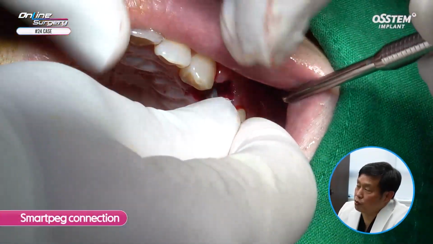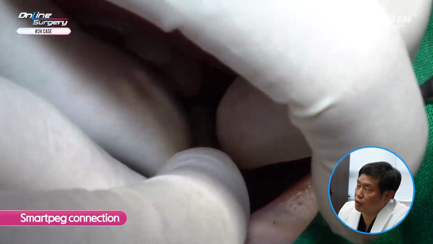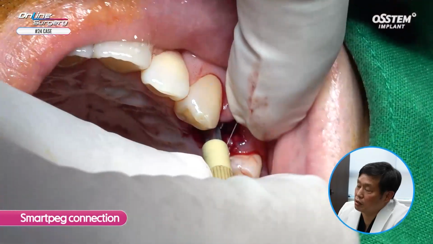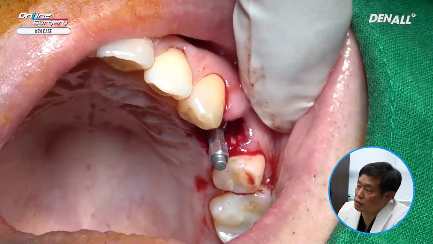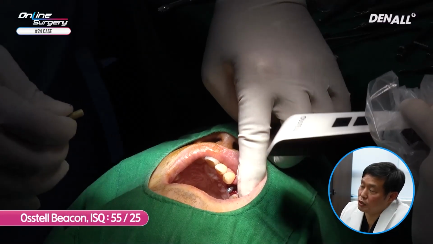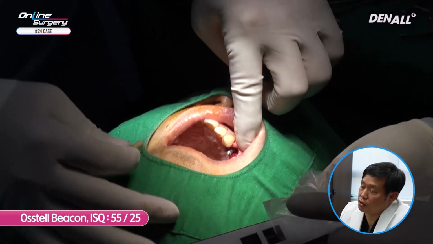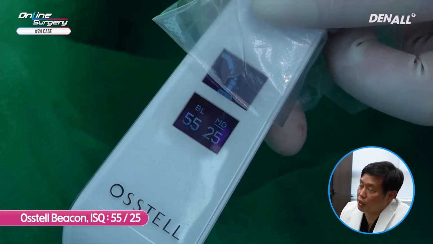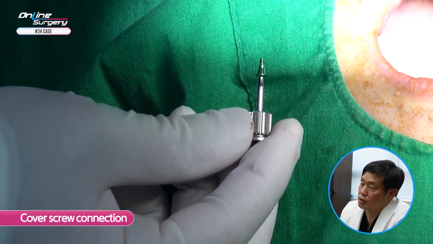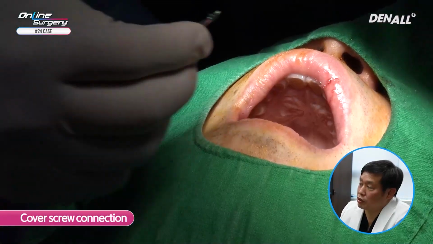In the post-op panoramic image, it looked as if it's close to the canine, but actually the position is okay. Smart peg was connected to measure the ISQ value. 55 and 25, because there's no bone on the buccal side, the value is quite small. Cover screw is connected.